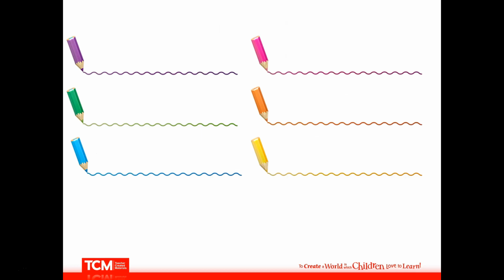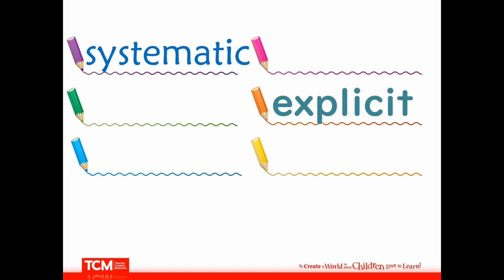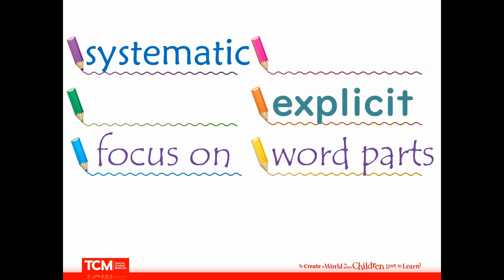And so now that you've had a glimpse into the why, the research, and the science of this model of teaching vocabulary, what this tells us is that now we know three very important things. We know that vocabulary instruction needs to be systematic, it needs to be explicit, and we also need to focus on word parts with our students.